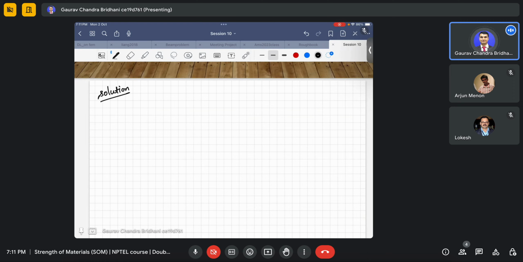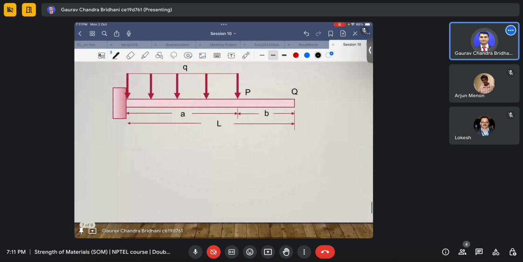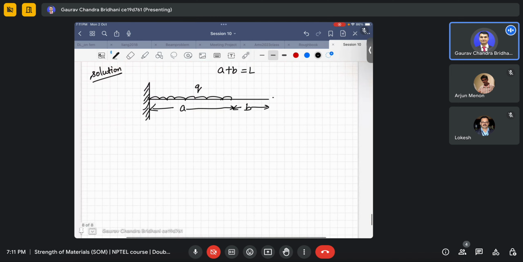If I draw the beam here, we have the beam like this. I'll draw just the center line of the beam. We have the UDL here applied till length A, and this length is B, and we say that A plus B is L, the total length is L. So this is Q, I think. Yes, Q is applied.